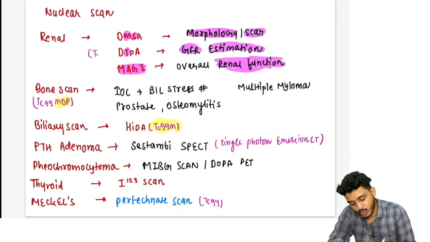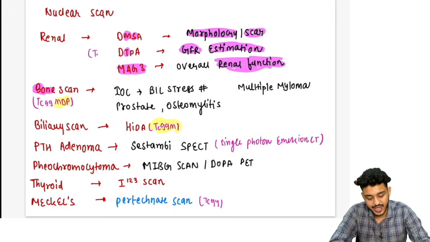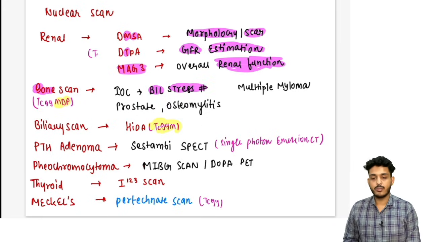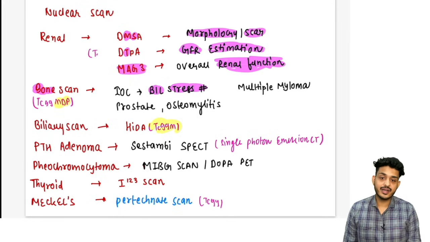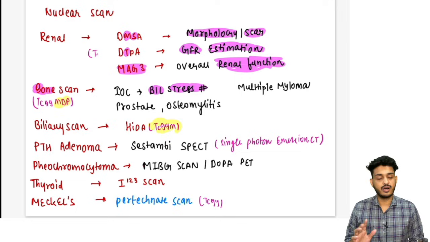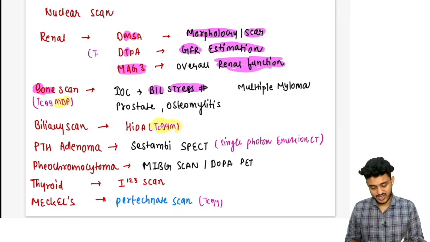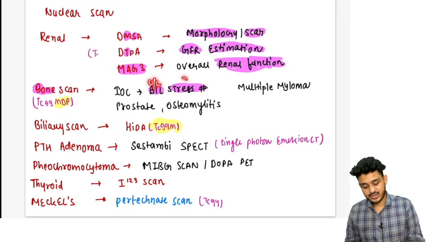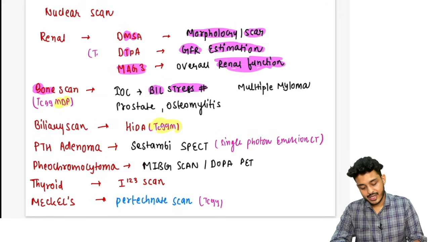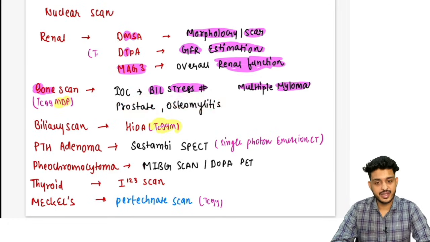We have got the bone scan, where we are going to use technetium-99 MDP. It is the investigation of choice for bilateral stress fracture also, beta. For unilateral stress fracture, remember we are going to do MRI. For any other fracture, we can do X-ray or CT scan. But for unilateral stress fracture you do MRI, and for bilateral stress fracture you do a bone scan. It is also done in cases of multiple myeloma, where you have multiple lytic lesions. You can also do it in cases of prostate cancer and osteomyelitis, beta.